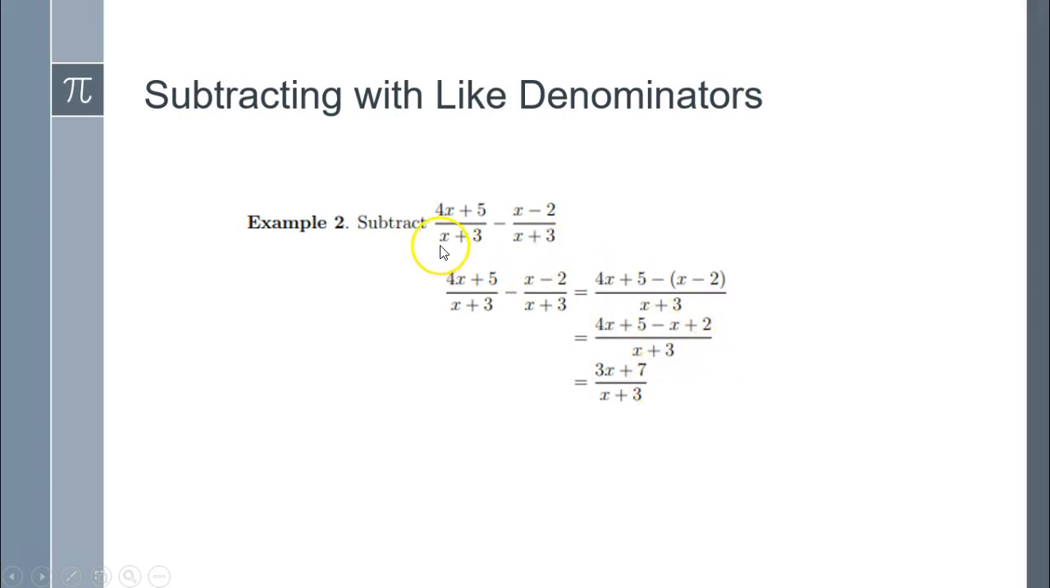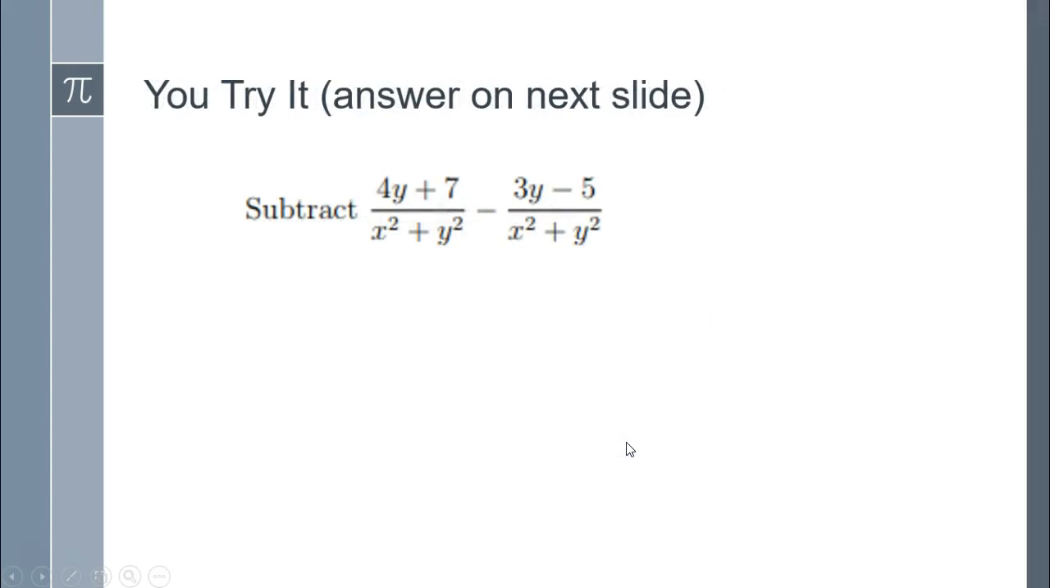The denominator started out the same, so you just write the denominator at the end. That is the denominator of your answer. You don't add or subtract the denominators. You make them the same. If they're already the same, you can skip that step. But that becomes the denominator after you combine the numerators. It stays at x plus 3. So try this one, and notice the denominators are the same, so the process is similar. Then stop the video and come back and look at the answer.